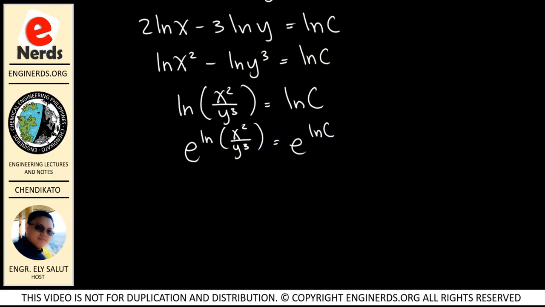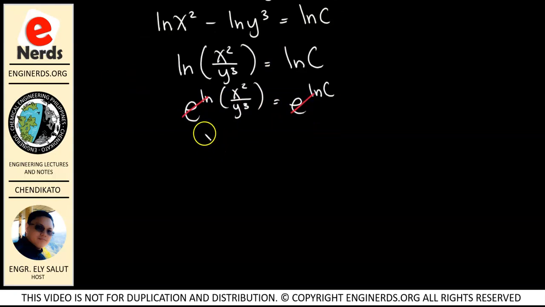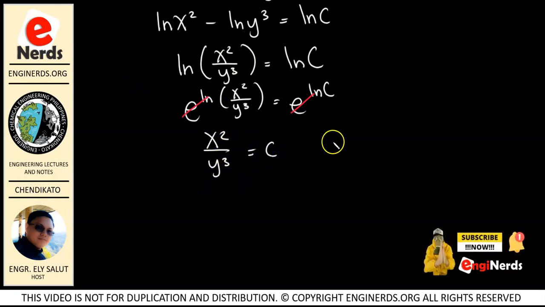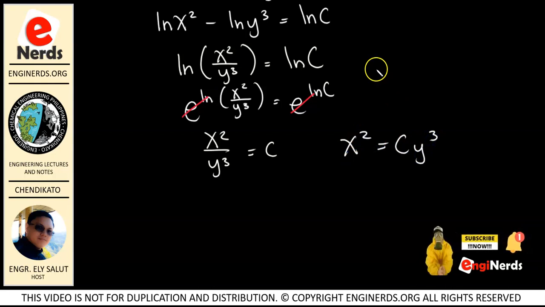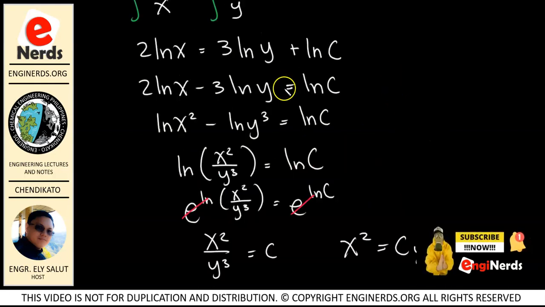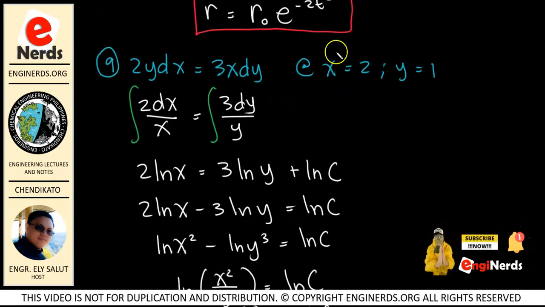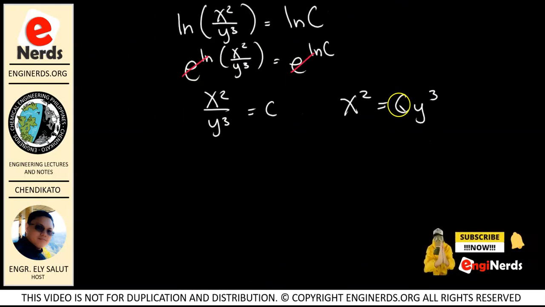Okay, so we know that we can cancel this out. So, ang maiiwan sa atin is x²/y³ is equal to c. Okay, so simplifying this further, we will have x² is equal to c y³. But, hindi pa yan yung sagot because given sa atin yung value ng x and y. So, at x is equal to 2, y is equal to 1.